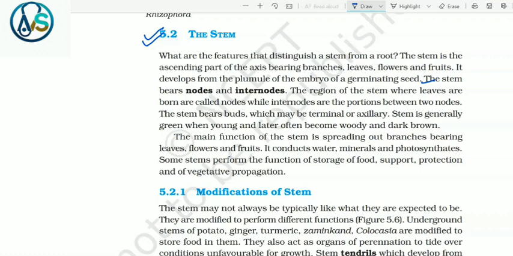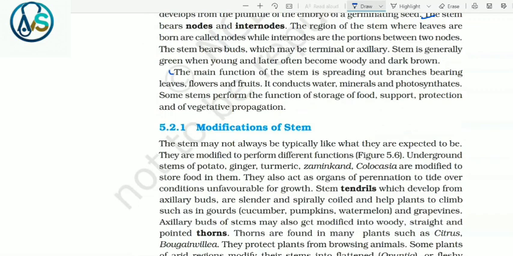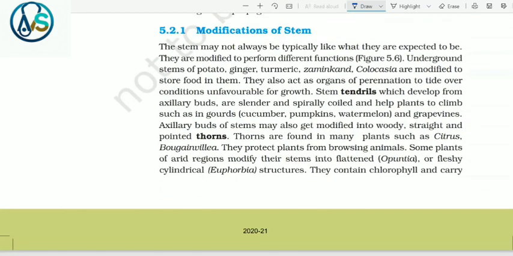The stem is generally green when young and later often becomes woody and dark brown. The main function of the stem is spreading out branches bearing leaves, flowers and fruits. It conducts water, minerals and photosynthates. Some stems perform the function of storage of food, support, protection and vegetative propagation. 5.2.1 Modifications of a stem.